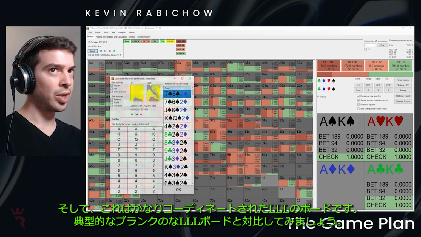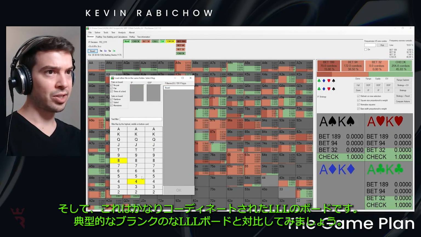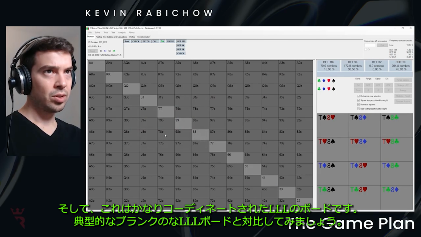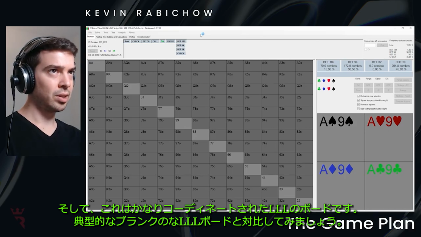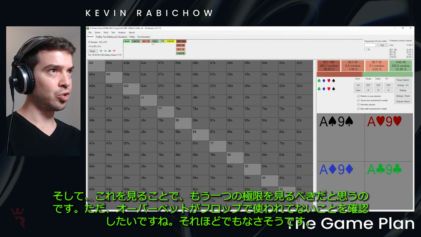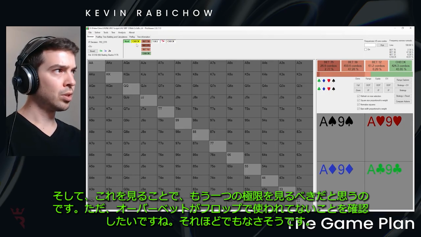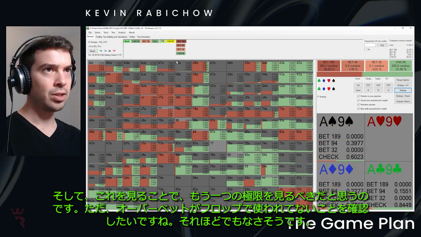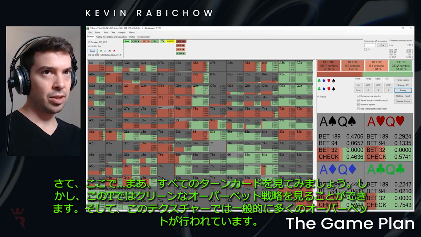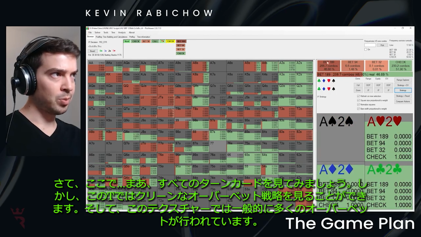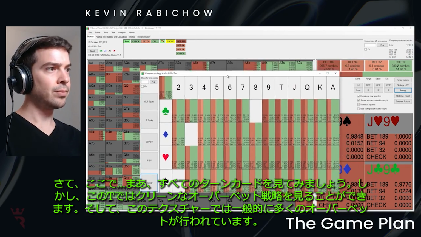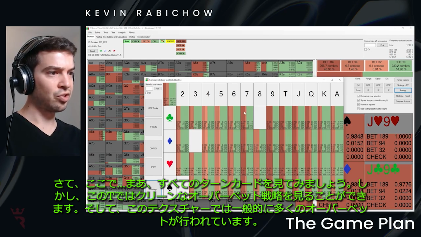Now, this is a pretty coordinated low, low, low board. Let's contrast this with our typical very blank low, low, low board. And by looking at this one, I think we should see the other extreme. Just wanted to make sure that overbet wasn't getting used on the flop. It's not significant. So here, let's just look at all turn cards, but you can see clean overbet strategy on this 10. And just a lot more overbetting in general on this texture.